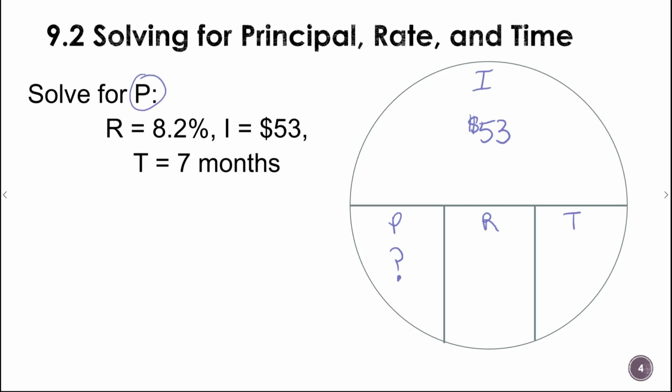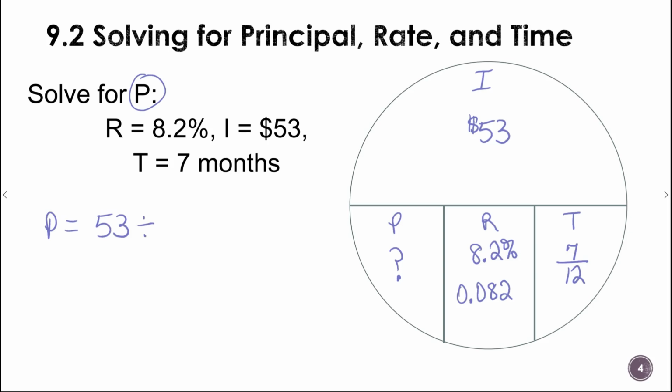So my interest rate is 8.2%, and we're going to calculate that with 0.082. We're going to move the decimal to the left and take off the percent sign. And my time is 7 months, so that's 7 months out of 12 months. Remember, I'm doing a portion of the year. Here's how I set up my calculation.